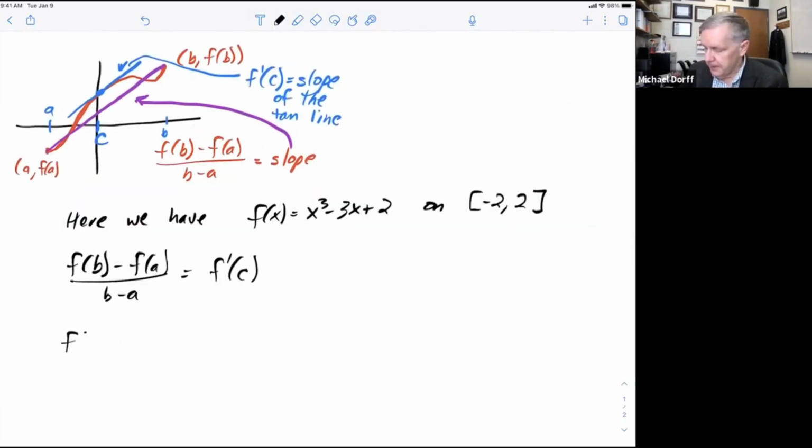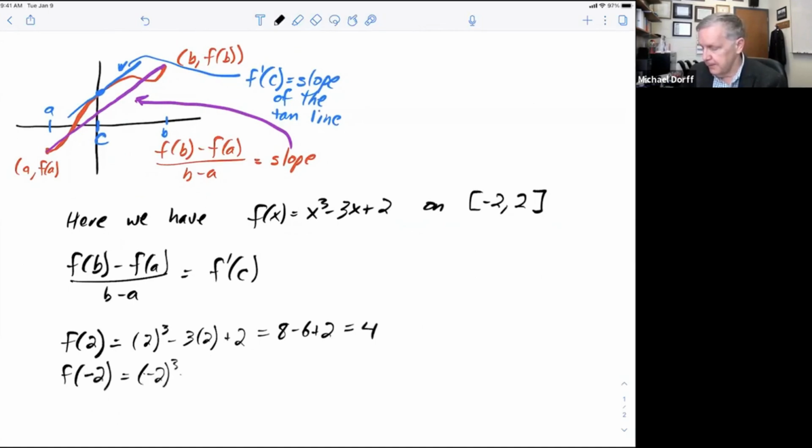So f of b, in our problem, would be f of 2. If I plug 2 into my function, I get 2 cubed minus 3 times 2 plus 2, which is 8 minus 6 plus 2, which is 4. And if I do f of -2, I get -2 cubed minus 3 times -2 plus 2, and that's going to be -8 plus 6 plus 2, which is 0.